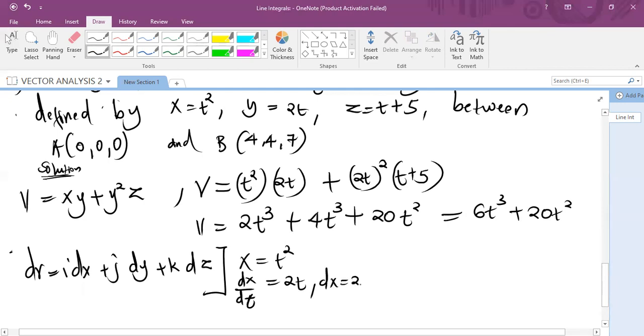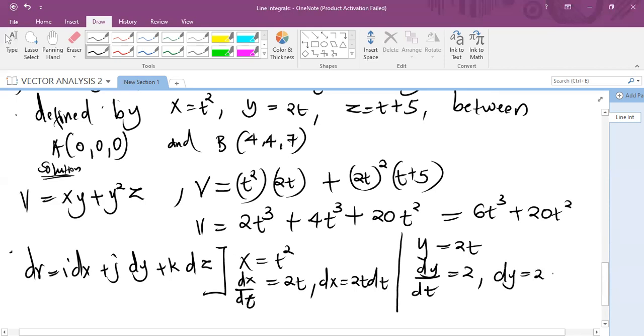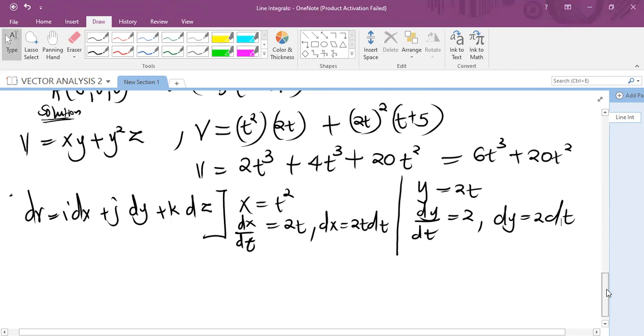So dx is equal to 2t dt. Now, y, on the other hand, is equal to 2t. So differentiating, dy/dt will be equal to 2. So clearly, our dy will be equal to 2 dt. And finally, z is t plus 5. So since z is equal to t plus 5, our dz/dt will be equal to 1. So clearly dz is equal to dt.